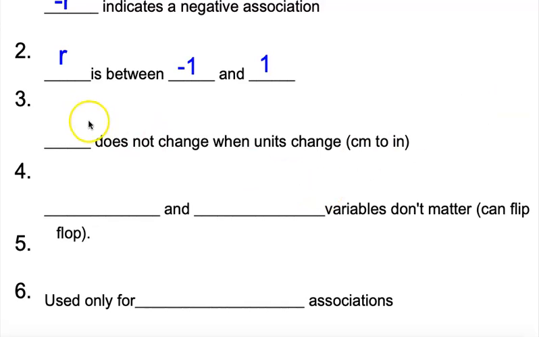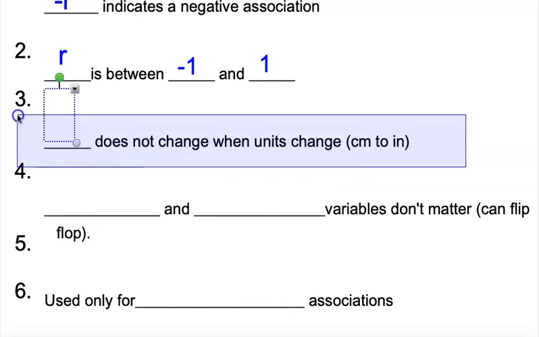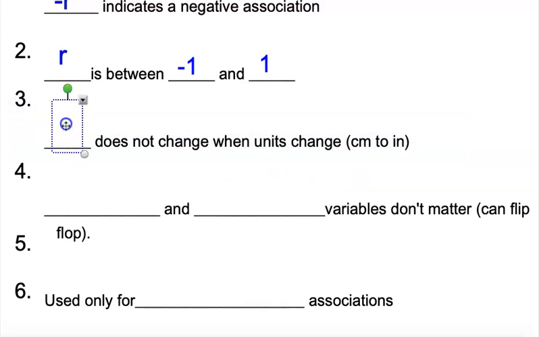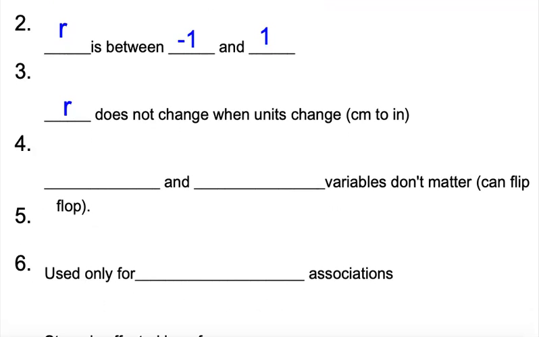So this one, what we're looking for here is that R. I gotta find it, there we go. R does not change when the units change. So if you have, for some reason, you got to switch from inches to feet or centimeters to inches, whatever you got to change. If you change the units on one of your measurements, the R value still stays the same between the two different measurements. Okay?